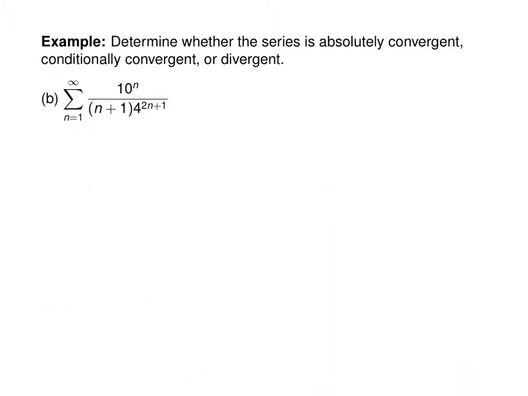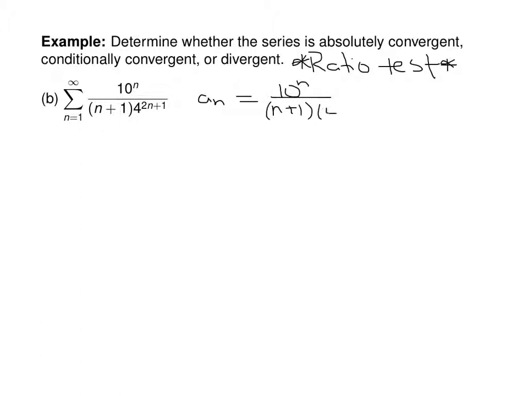Once again, something with powers. It's not immediately obvious that the root test will work, so let's apply the ratio test again. The root test works best when you have something simply to the nth power. The problem with that denominator is the 4 to the 2n plus first power. So our a sub n is 10 to the n over n plus 1 multiplied by 4 to the 2n plus 1. So we'll find the limit as n goes to infinity of a n plus 1 over a n.